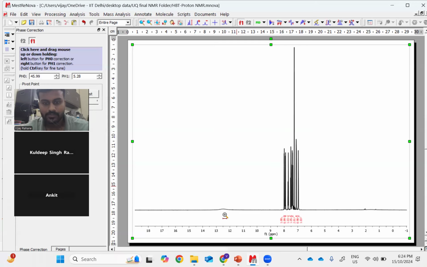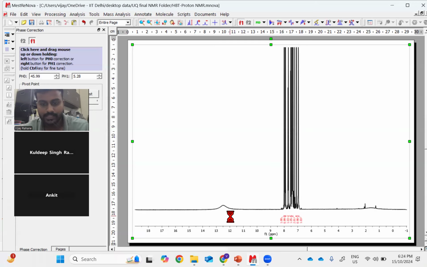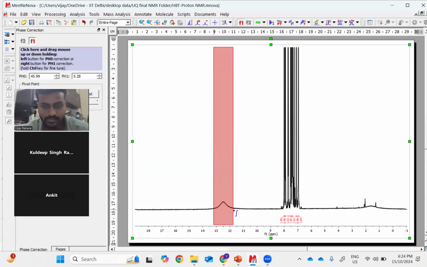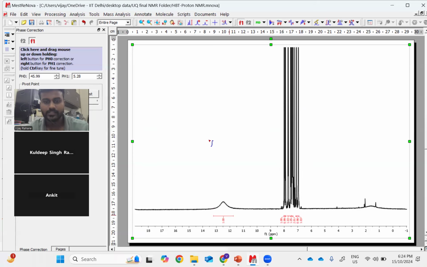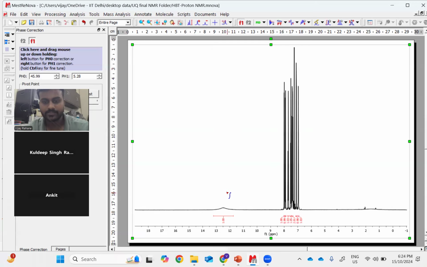If you look at the total, how many peaks are available for this molecule? I will also integrate the peak around 12 to 13. If you do the integration, this is also due to one hydrogen. You can see here. This is how the spectra you should also get whenever you are recording the 1H NMR spectra.